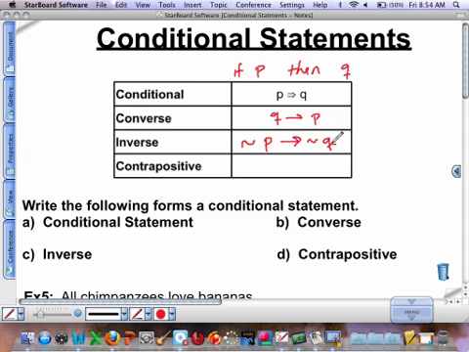And then finally, the contrapositive is the negative of the converse. So how would I say that, Cordell? If not Q, then not P. Perfect. So if not Q, then not P.